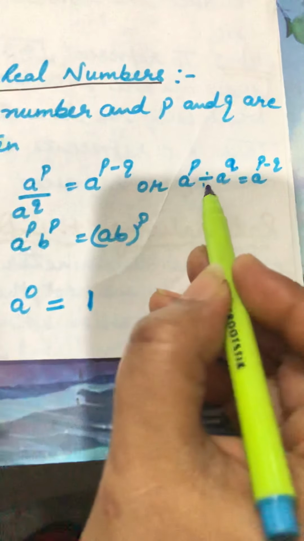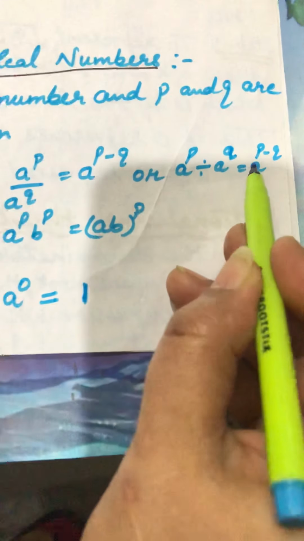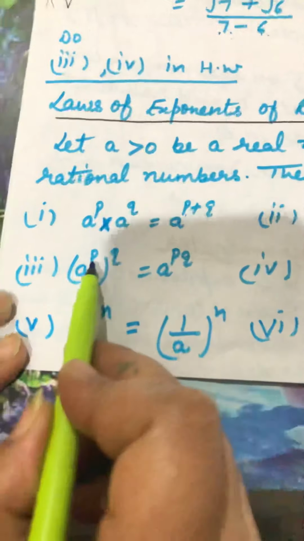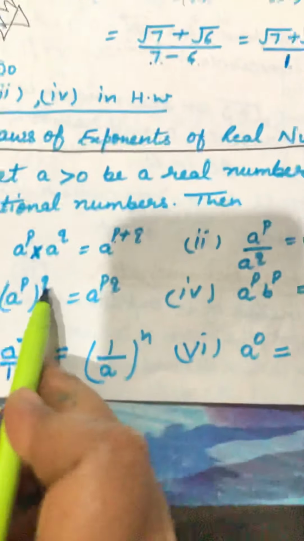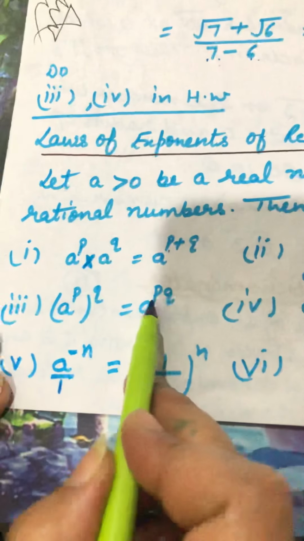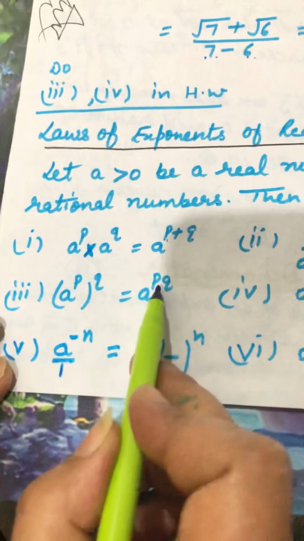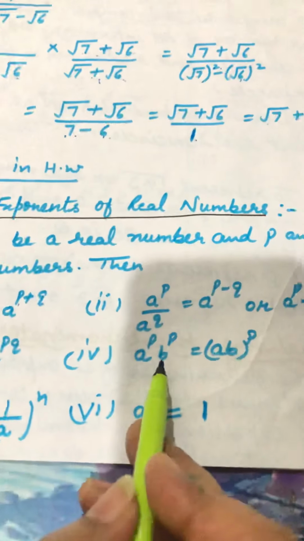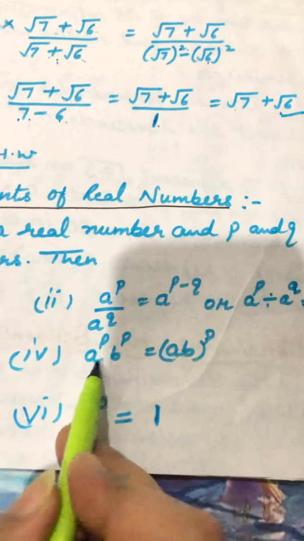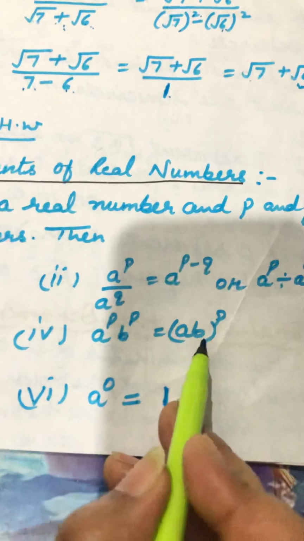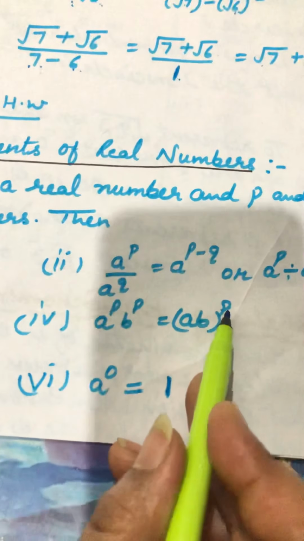A raised to power p divided by a raised to power q gives us a raised to power p minus q. Third law is a raised to power p whole power q. When two powers are there, one is outside and another is inside, so we multiply the powers, a raised to power p into q. Fourth is a raised to power p into b raised to power p. Common power is there, but bases are different, so bases will come in one bracket and common power will come.